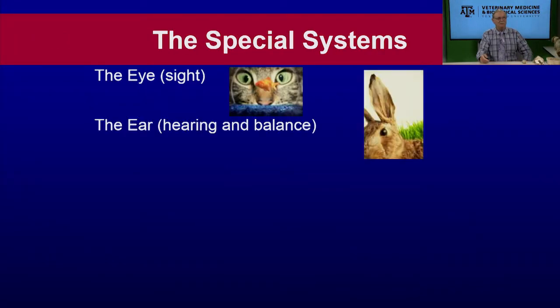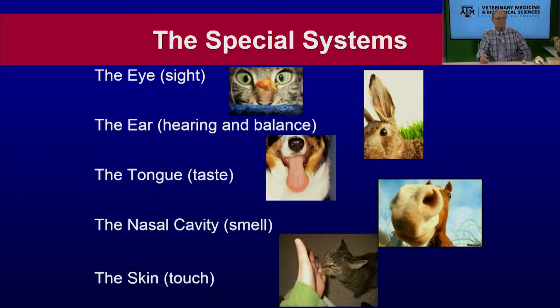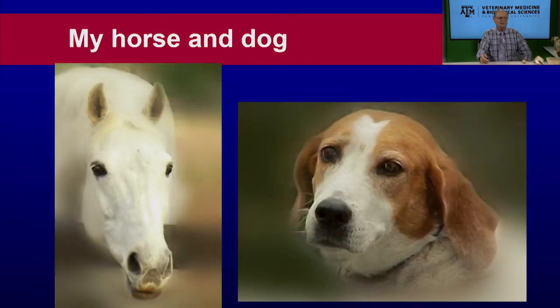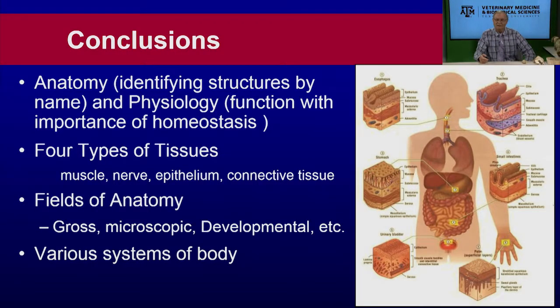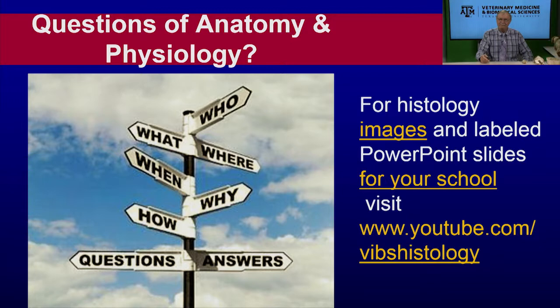And so we had the endocrine system, we have the sensory system, the different senses that we have which relate to epithelium. There's my horse and my dog that we see. Unfortunately, both of those are dead. So we conclude that in anatomy and physiology, remember function follows form. You got a rope, you can climb it. No rope, no climb. 4 types of tissue, different fields that you might want to be involved in, and their various organs of the body.